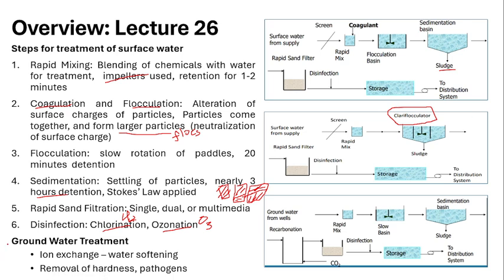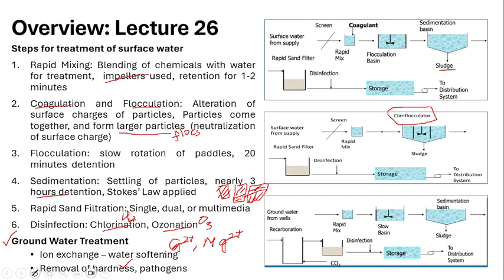So in the case of groundwater, ion exchange will happen to soften the water. Softening of water means removal of hardness and pathogens. What is causing the hardness of the groundwater? The two important elements involved are calcium and magnesium ions. So these calcium and magnesium ions constitute majorly the hardness.